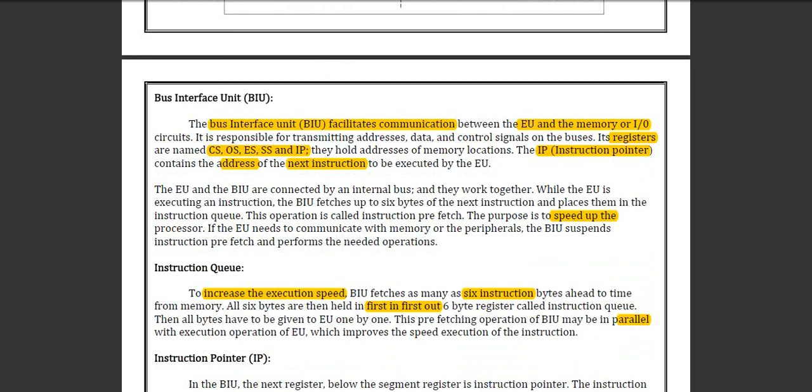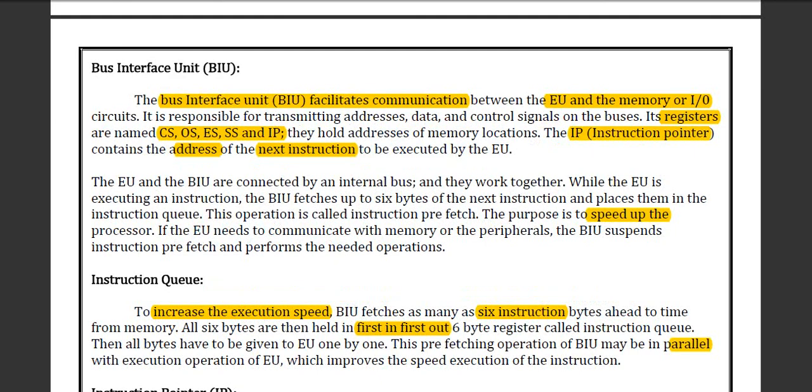Now the bus interface unit, which is known as the BIU, is used to communicate between the EU and the memory or IO circuits. Its registers are named CS, DS, ES, SS, and IP.